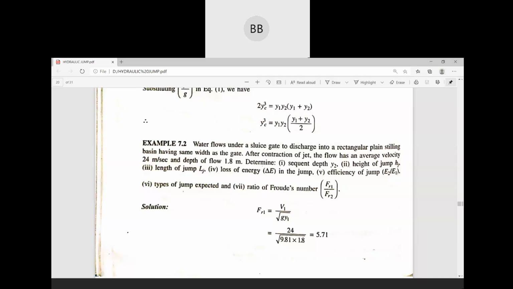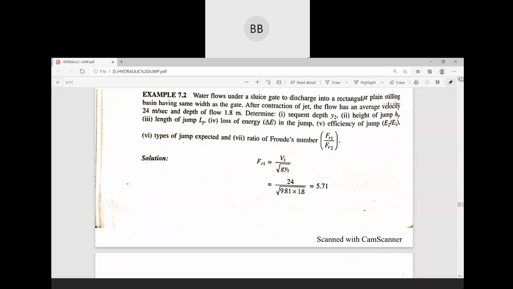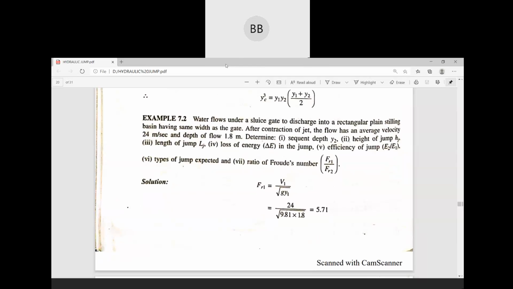Okay, so we will do the next numerical, that is our 7.2. So you kindly write down the numericals. Here it includes everything. If we solve this numerical, it will be a little bit clear to you. We are going to find out the y1 and y2 value. I think y1 is already given. We need to find out y2 value, height of the jump, length of the jump, loss of energy, efficiency of the jump, types of jump also, and then at the end we are going to find out the ratio. Okay, so first you kindly write down the question.